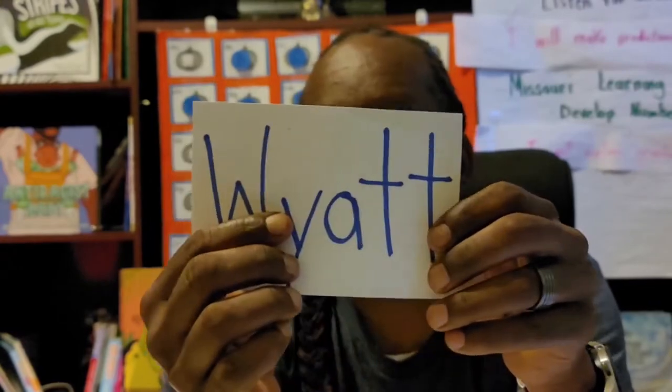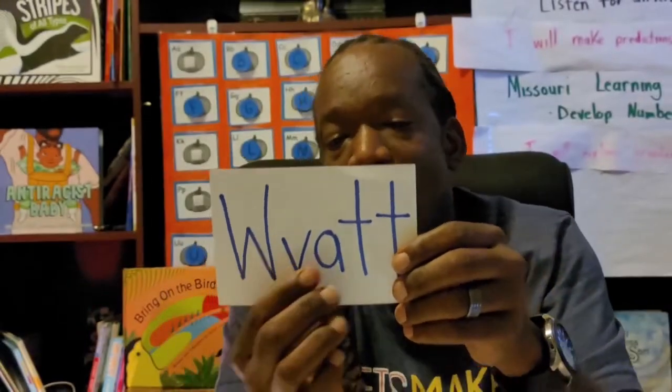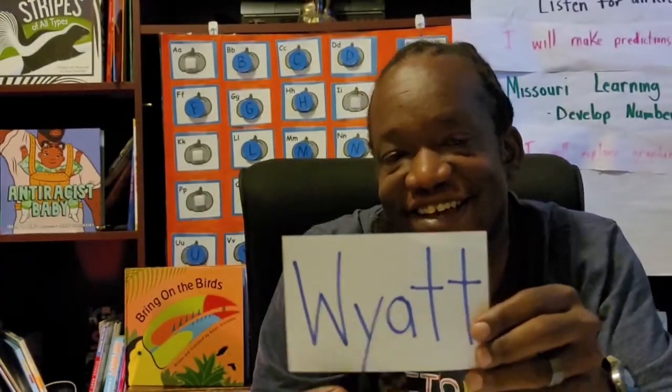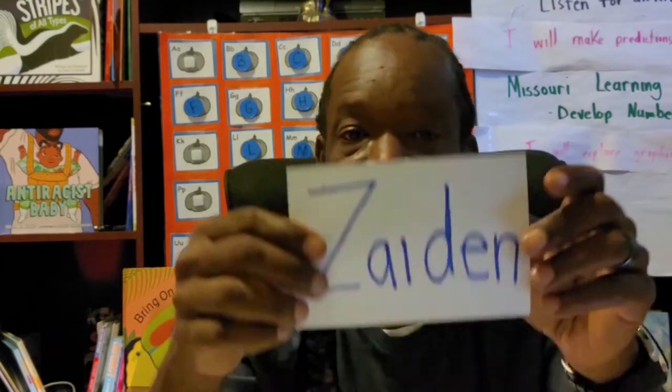Wyatt. All right, here we go. W, Y, A, T, T. That's Wyatt. Another one of my friends.